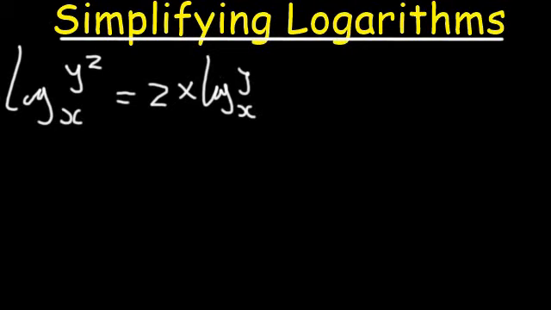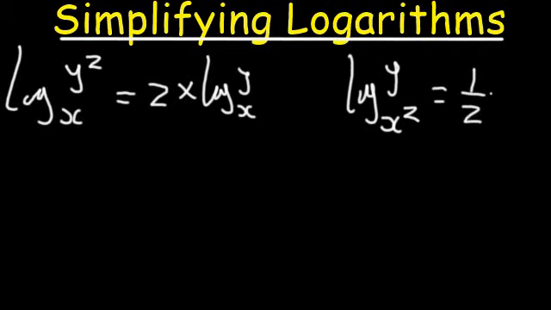Now, what if instead of having y with an index, it is x that is with an index? What will that become? If you have a log of a certain value y to the base of x such that x has an index z, in this case, this is simply equal to 1 over z, then multiplied by log of y to a base of x.